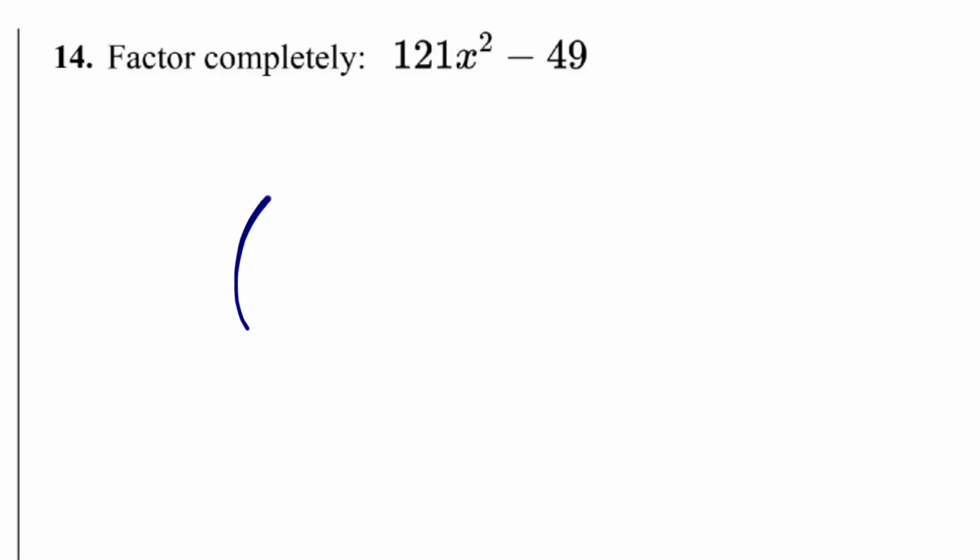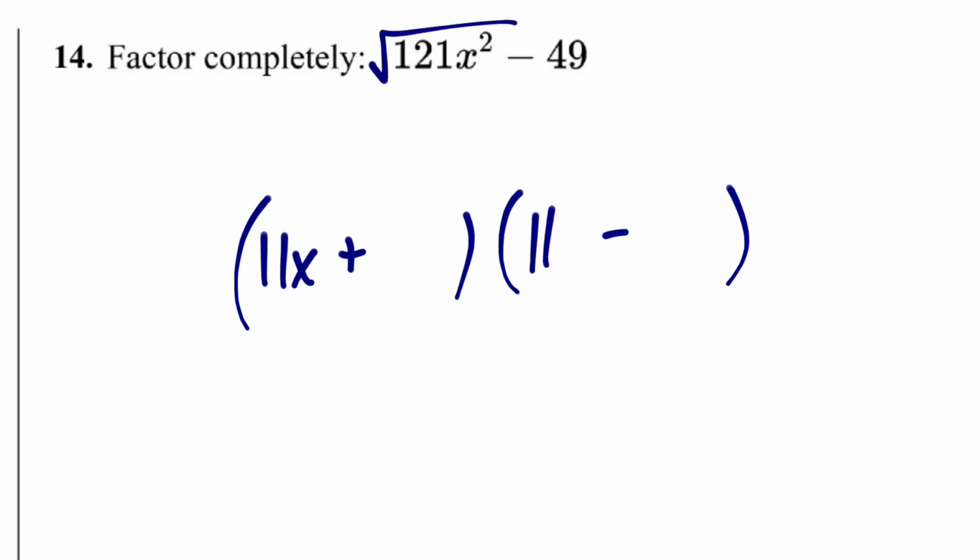Let's try another one. I know that I'm going to have the two sets of parentheses with a plus and a minus. The square root of all this is 11x. The square root of this part is 7.